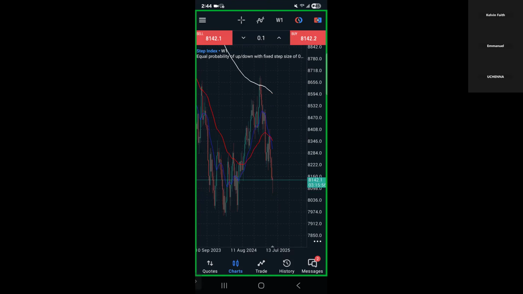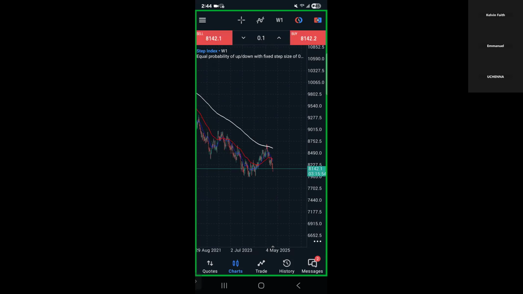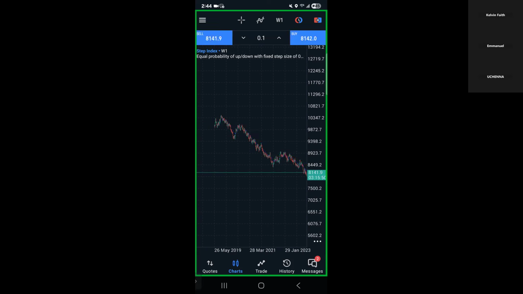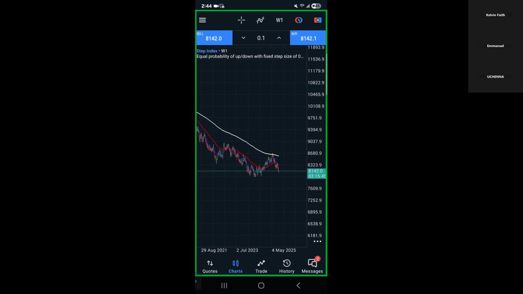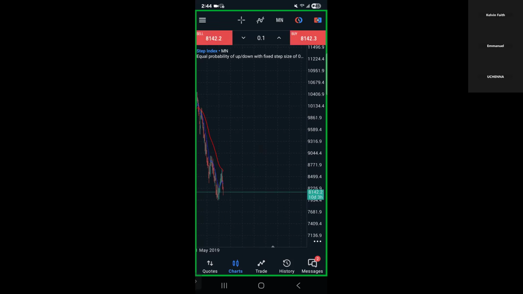Okay, good. So you see the way my weekly time frame looks like. Yes. This is what I see on my phone. Let me go to the monthly time frame. Do you see? Yes. Okay. So what can you tell from this?